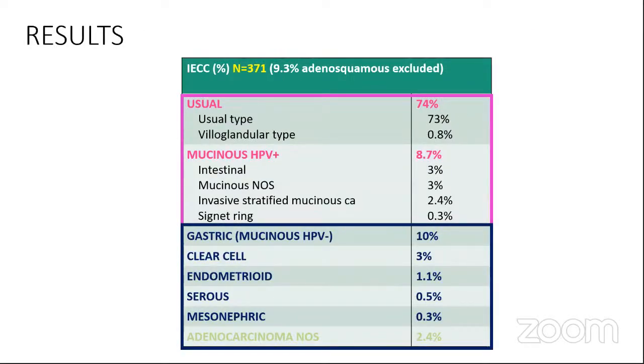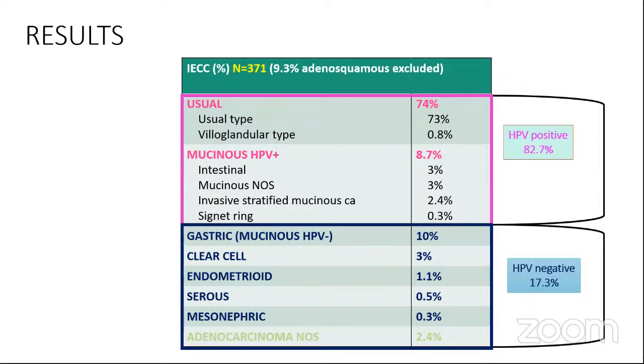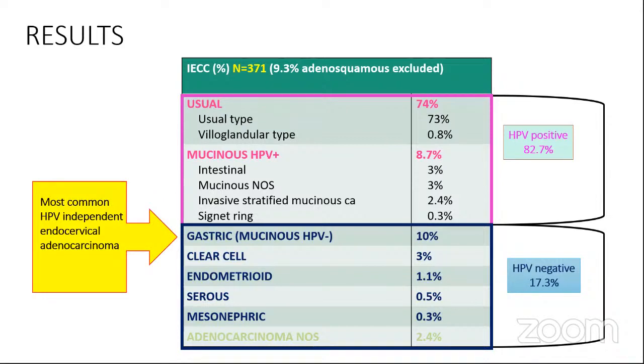And what we found was that out of 371 adenocarcinomas, the vast majority were in fact HPV-associated, either usual type or other mucinous subtypes based on morphology, like intestinal or mucinous NOS, signet ring, or invasive stratified mucinous carcinomas. That left about 17.3% that were not HPV-associated, and of those, the gastric type is the most common, comprising approximately 10% of all cervical adenocarcinomas.